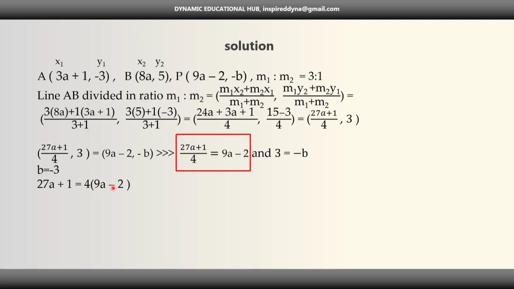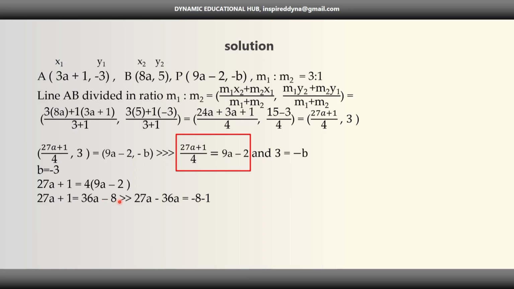So let's expand this right hand side. Now you have 27 plus a, you have 4 multiplied by 9a here, you have 36a. 4 multiplied by minus 2 here, you have minus 8. So you have 27a plus 1 is equals to 36a minus 8.